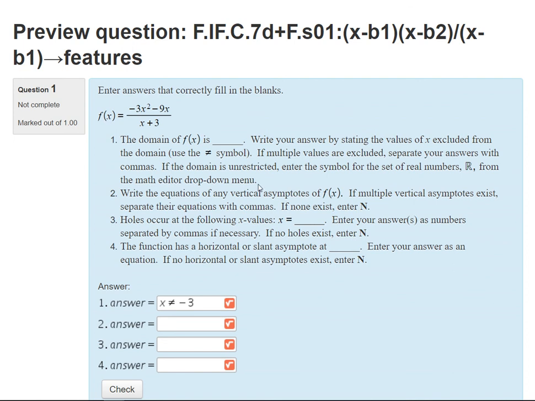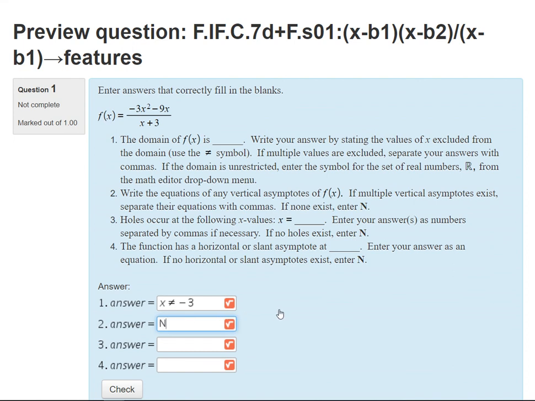Write the equation of any vertical asymptotes. Well, if we factor the top, we just need to see whether negative 3 is a zero of the top. We can check. If I plug negative 3 into the top, I get negative 3 times 9 minus 9 times negative 3, so we end up getting 0, negative 27 and all. Yes, we do. So we're not going to get a vertical asymptote in this case.